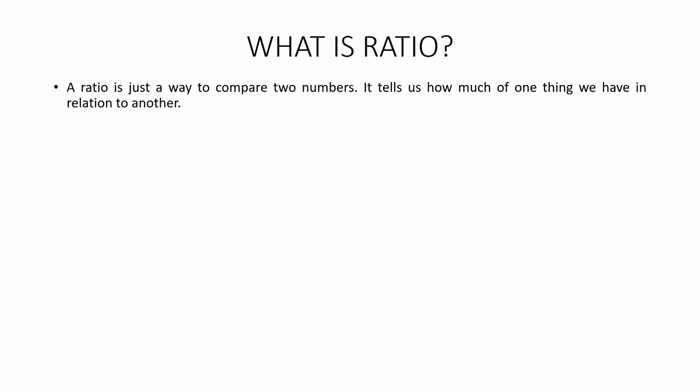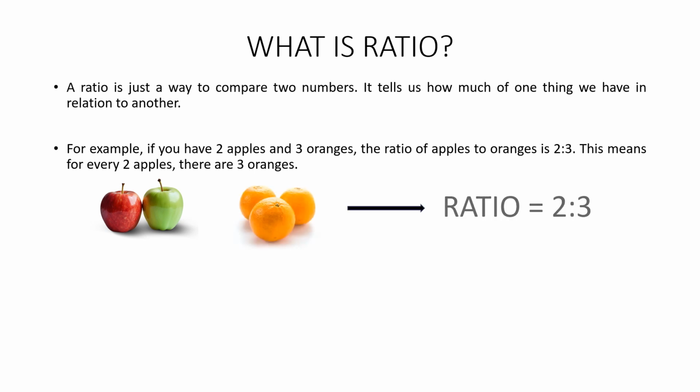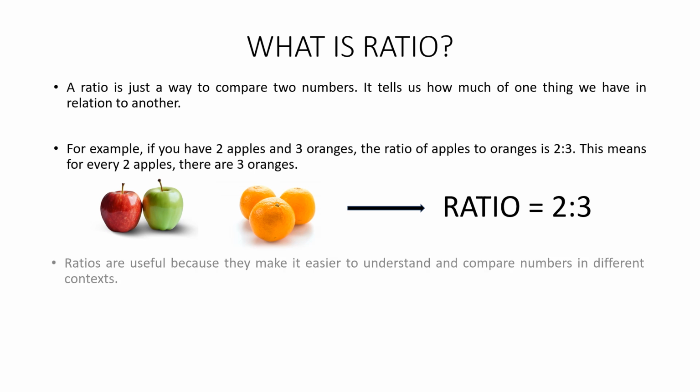A ratio is just a way to compare two numbers. It tells us how much of one thing we have in relation to the other. Understood? For example, if you have two apples and three oranges, the ratio of apples to oranges is 2 is to 3. This means for every two apples, there are three oranges. Simple? Excellent. The picture should help you understand things better. So that's the ratio.